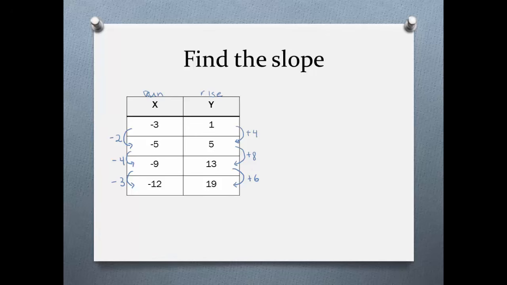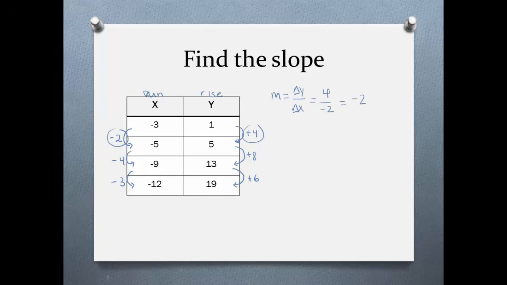But what I want to show you is that when you calculate the slope using a change in y over a change in x, you actually get the same thing no matter which pair you use. If I use this first change, the positive 4 and the negative 2, 4 divided by negative 2, well, that's a slope of negative 2.